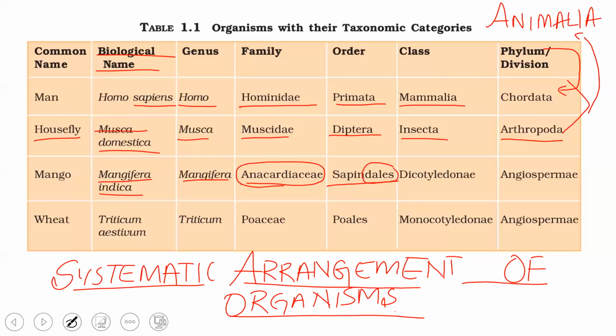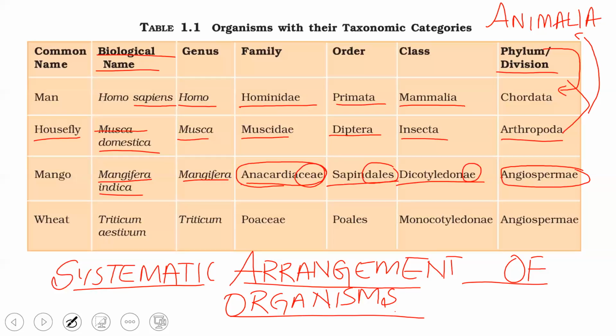And then class, that is Dicotyledonae. Even here it ends with AE. Here it ends with CEAE. And then comes the division. So it belongs to the division called Angiospermae. So this is the systematic arrangement of mango, that is Mangifera indica.